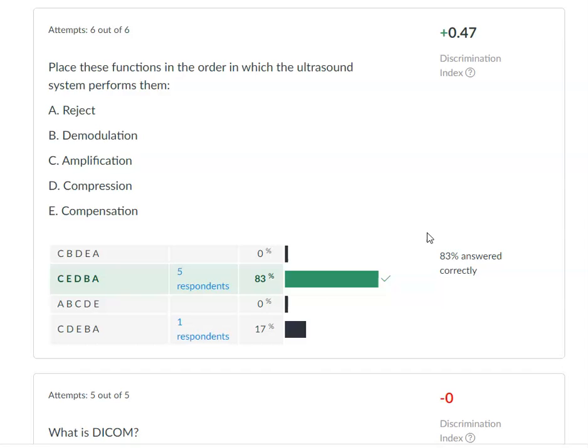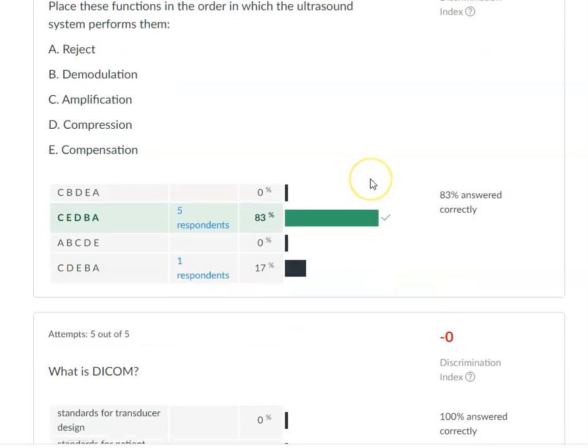Place these functions in order in which the ultrasound system performs them. And I told you that the receiver performs these functions in alphabetical order. So it's amplification, compensation, compression, demodulation, and rejection. And so B is the correct answer.